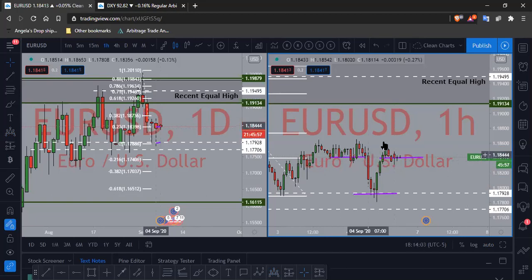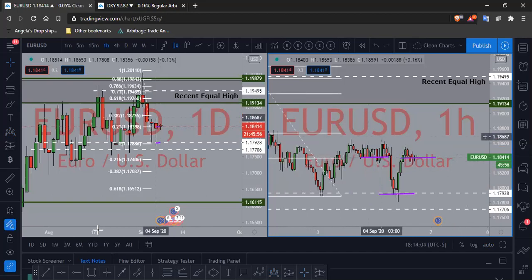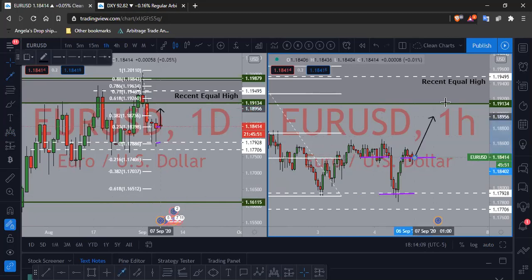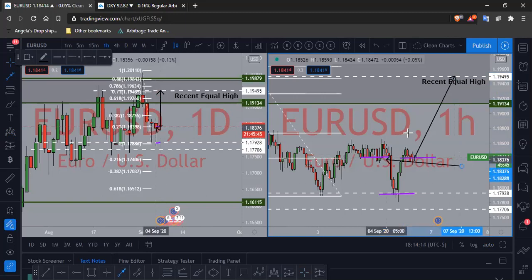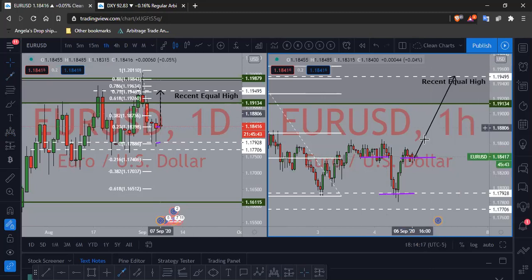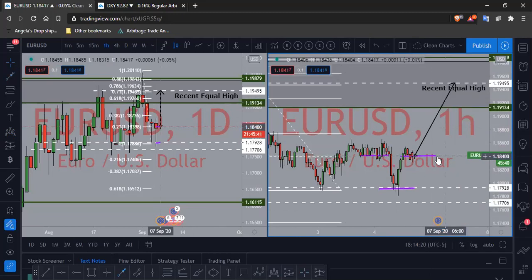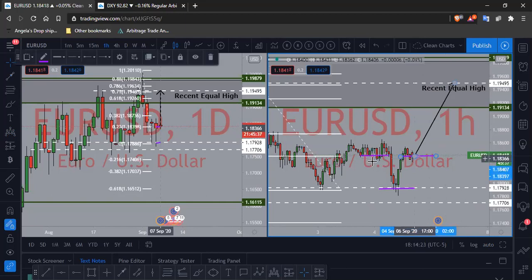So I kind of do expect the DXY, or not the DXY, EURUSD, to kind of pull back. I would love for it to come to these recent equal highs for a potential continuation to the downside. But if it does break through this, if it does go any lower, then I'm not going to obviously keep buying, right? So oops, let me not do that.